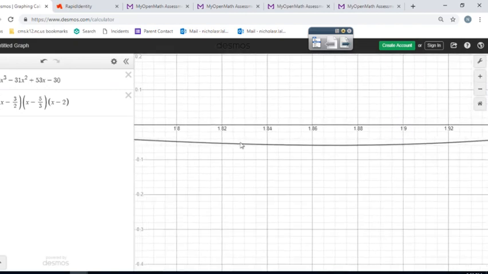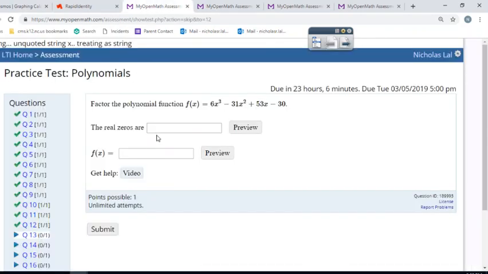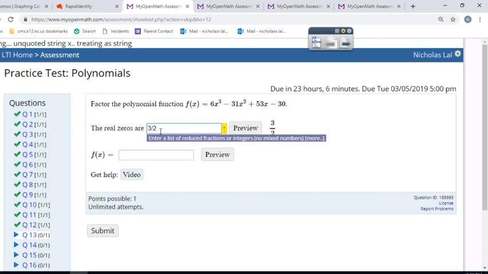If we bounce, which means when we hit our 0, we stayed above the x-axis instead of switching from above to below or below to above, that means we would not pass through. Anyways, we do have zeros of 3 halves, 5/3, and 2. So our real zeros are 3 halves, 5/3, and 2.